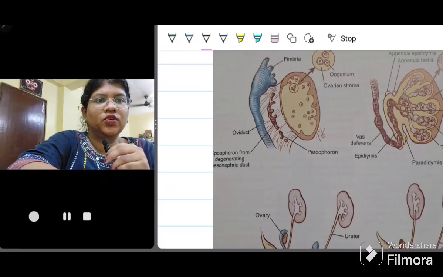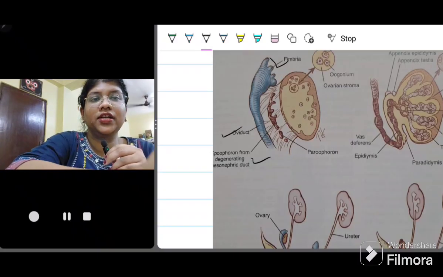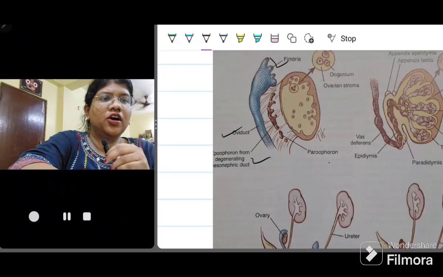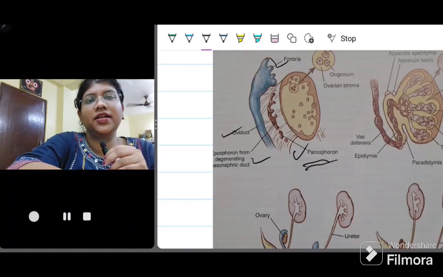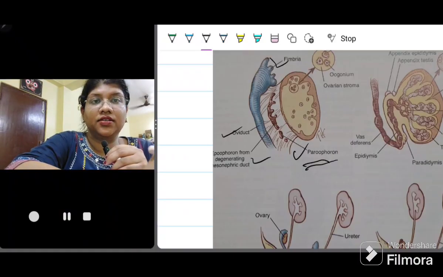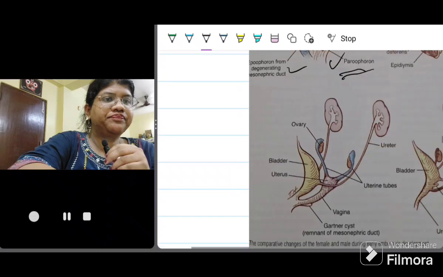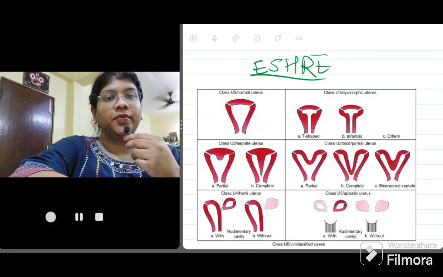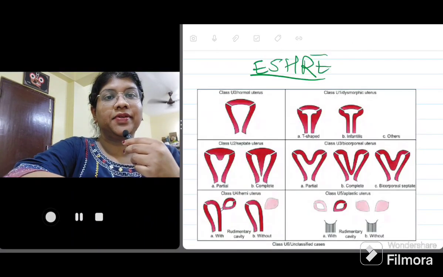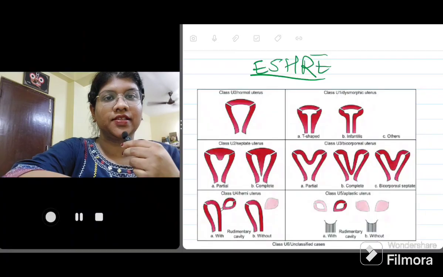So the epoophoron arises from the degenerating mesonephric duct. This is the oviduct, also known as the fallopian tube, and this is the fimbria. This is how it develops embryologically. These are the paraoophoron, which are remnants of the Wolffian system. Now that we have understood the embryology of the Mullerian system, it becomes easier to learn about the classification.